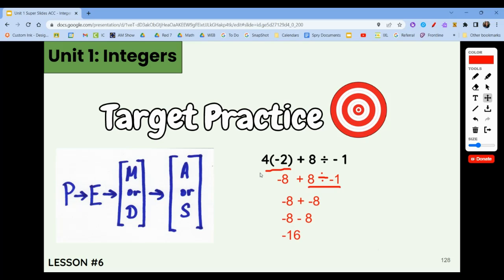Okay, so here's the answer. 4 times negative 2 gives me negative 8, plus 8 divided by negative 1. I have to do 8 divided by negative 1. I get negative 8. So now I have negative 8 plus negative 8, which is really just negative 8 minus 8, which is negative 16.